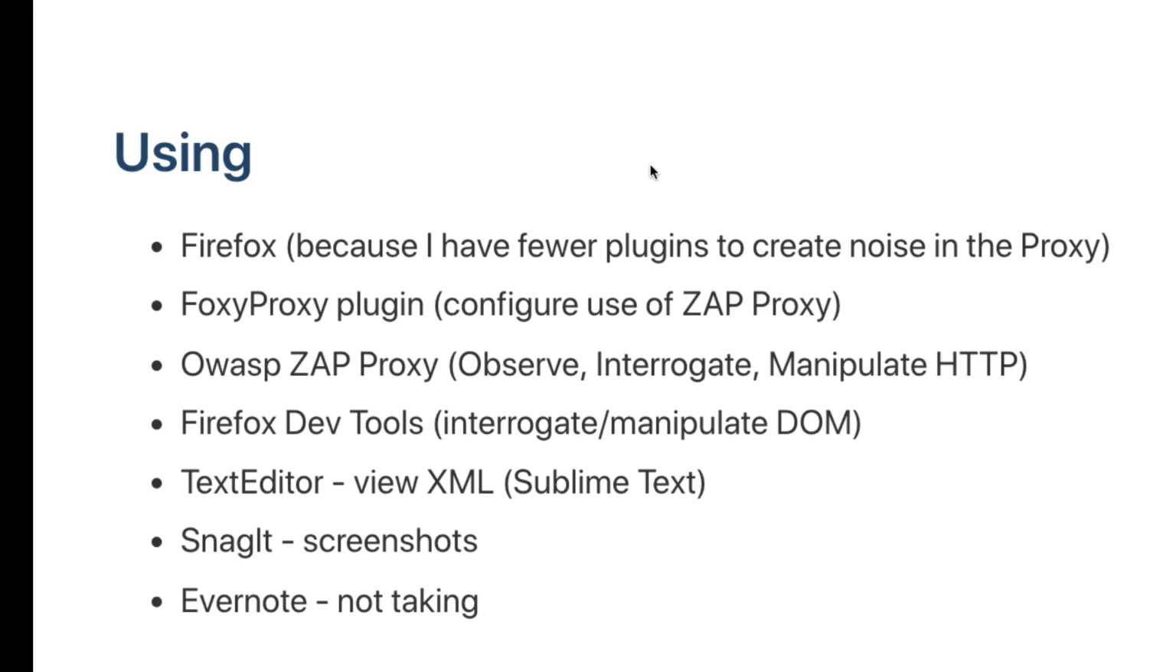I use the Firefox DevTools to interrogate and manipulate at a DOM level, and the proxy is for the HTTP level. I used a text editor to help me view XML, and I used Sublime Text simply because I've got a license for that and it starts up fast. And every time I type in text editor, I'm so used to typing Sublime. So that's why I used that. I could have used Visual Studio Code, the lightweight Visual Studio one, which is my normal default text editor for doing work. But for ad hoc stuff, I end up using Sublime. Snagit for taking screenshots, and Evernote for note taking.